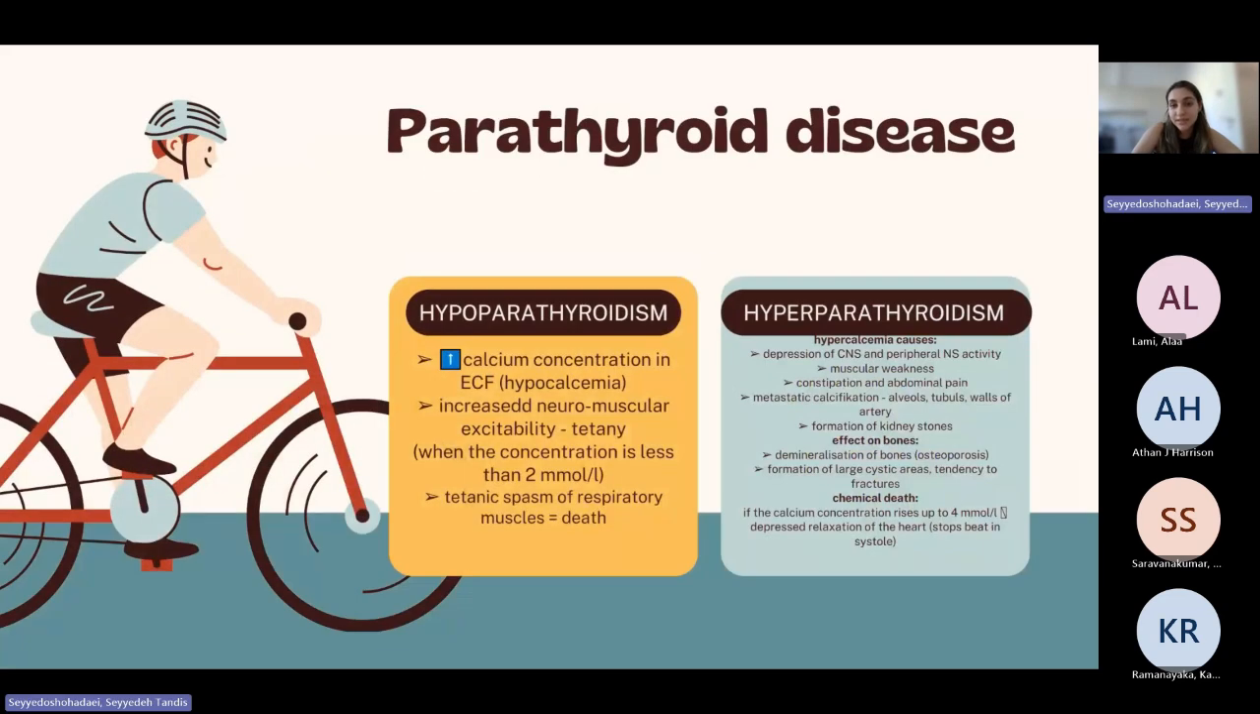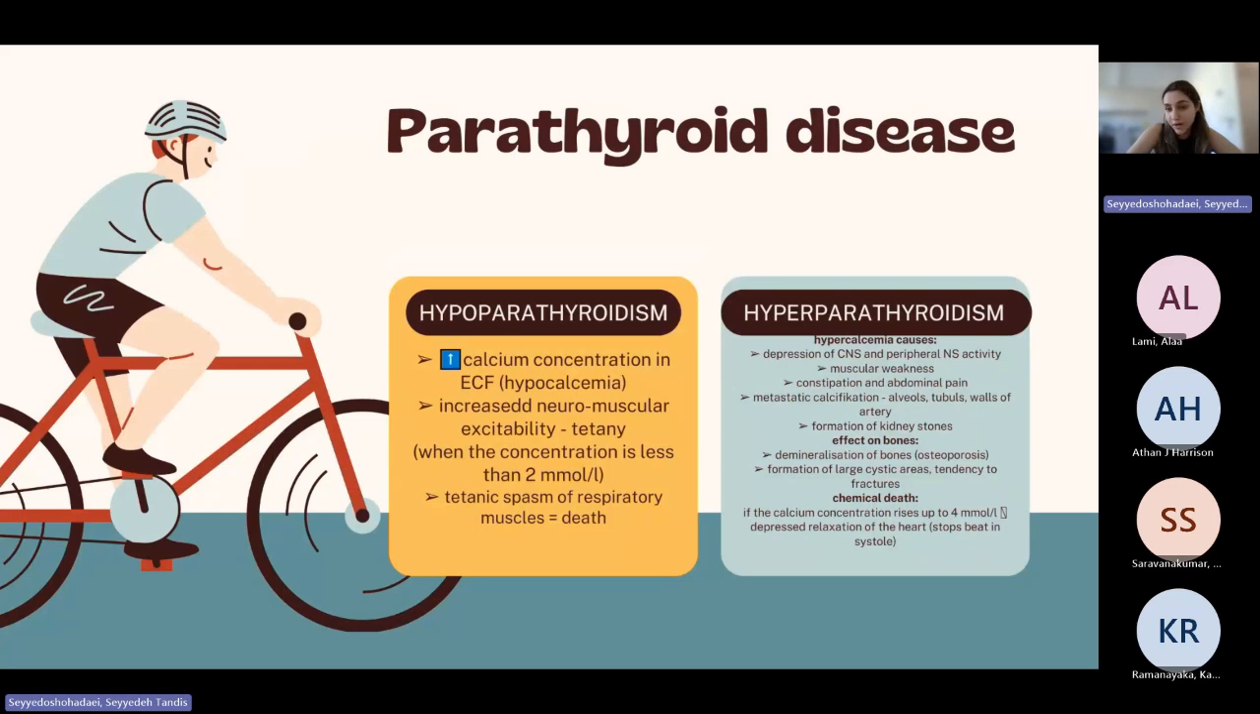There are two diseases that are associated with parathyroid. One is hypoparathyroidism and one is hyperparathyroidism. In hypoparathyroidism, we will have decreased calcium concentration in the extracellular fluid, which is hypocalcemia, meaning that we will have decreased calcium level in the blood, and it will increase neuromuscular excitability, which, if it affects the respiratory muscles, can lead to death.